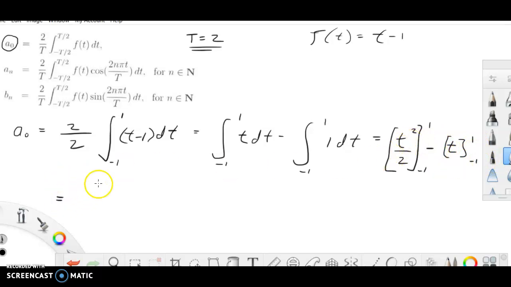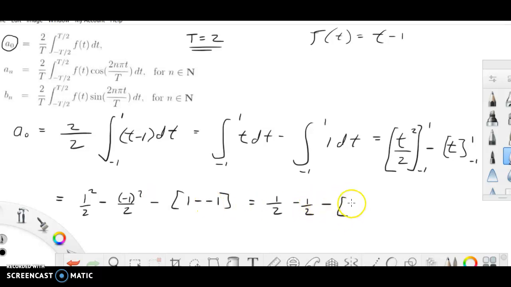So that gives us, in the first one, t is 1, so we have 1 squared over 2 minus minus 1 squared over 2, and then with this minus here, we're going to have 1 minus minus 1. Be careful with that. So that becomes a half minus a half, because minus 1 squared is just 1, so they'll cancel each other out. Minus, and 1 minus minus 1 is going to be 1 plus 1. So these two cancel each other out, and we're left with minus 2. So we've worked out our first coefficient, a0 equals minus 2.